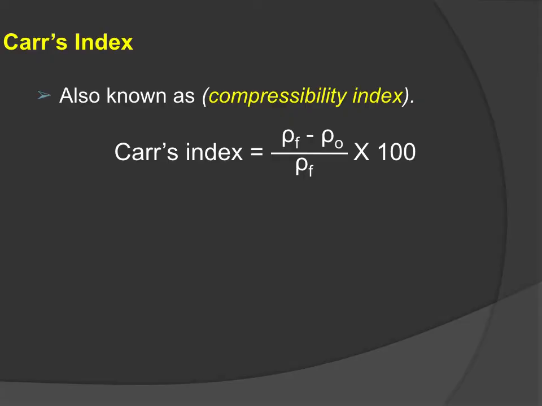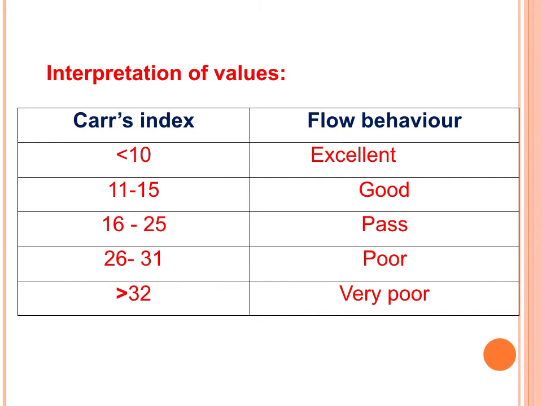The other parameter that you can calculate is Carr's index, or compressibility index. Carr's index equals rho F minus rho node, divided by rho F, times 100. So here you have to calculate rho F from VF and rho node from V node, and substitute in this equation to get Carr's index. For the third time, we have a separate table for Carr's index with the same concept. The higher the Carr's index, the poorer the flowability.